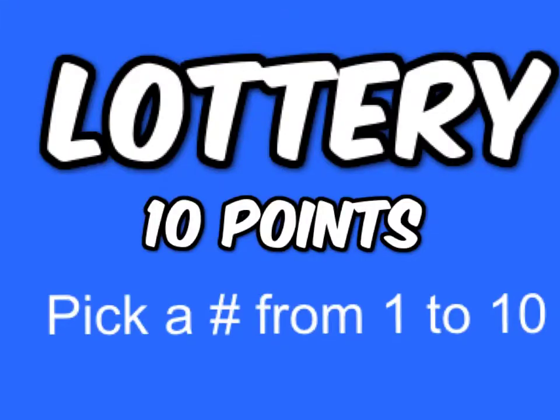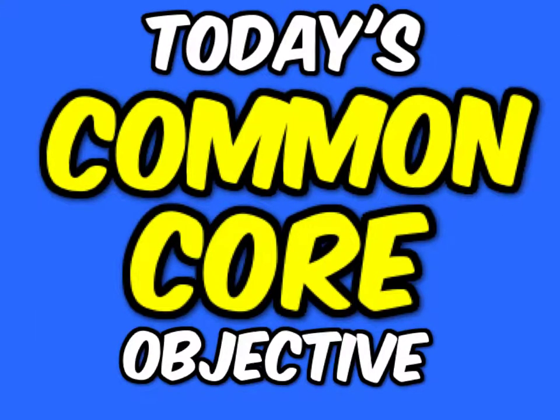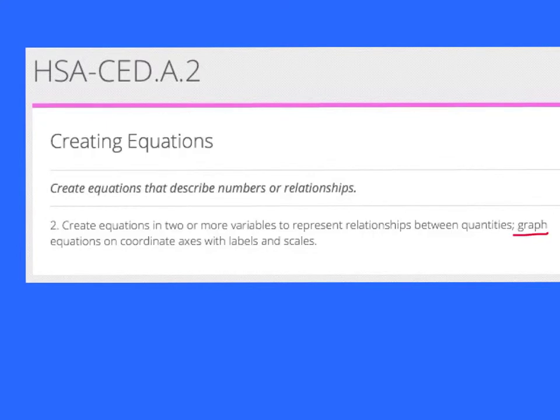Here's a lottery for everybody. 1 to 10. The winning number is 2. Today's objective: to graph equations on coordinate axes with labels and scales in preparation for more difficult stuff next week. But tomorrow you have a test over what we've done this week.